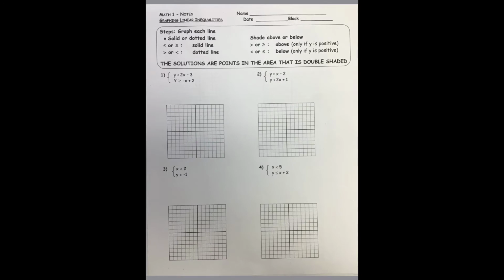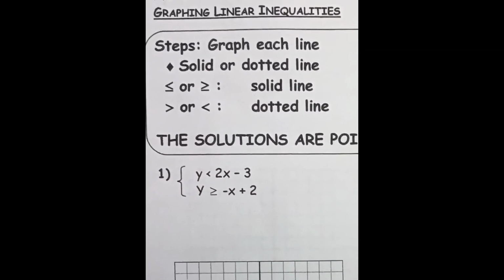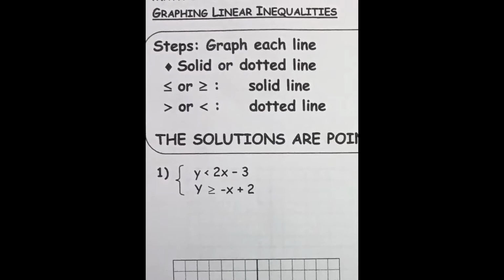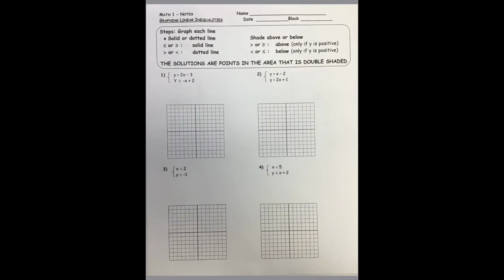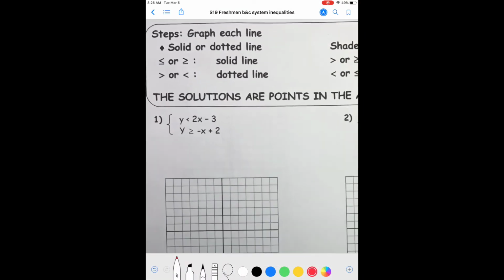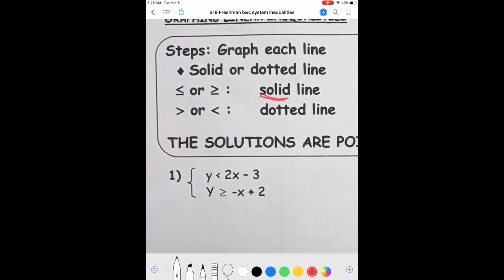So then we moved on to graphing systems of inequalities. So I included kind of a little cheat sheet. So remember, it's a solid line if it has the or equal to part. Doesn't matter if it's less than or greater than, as long as it has the or equal to, it's a solid line. Now, if it does not have the or equal to, it is dotted or dashed.